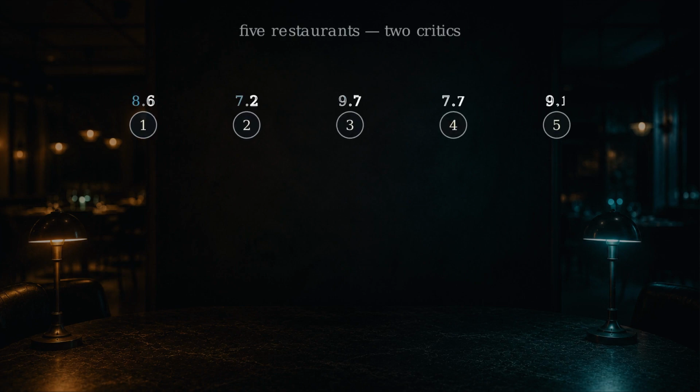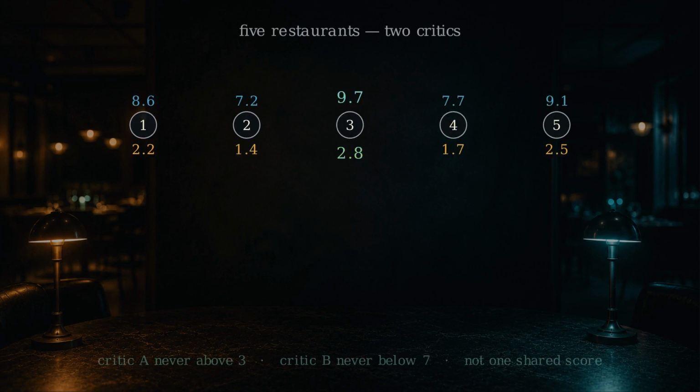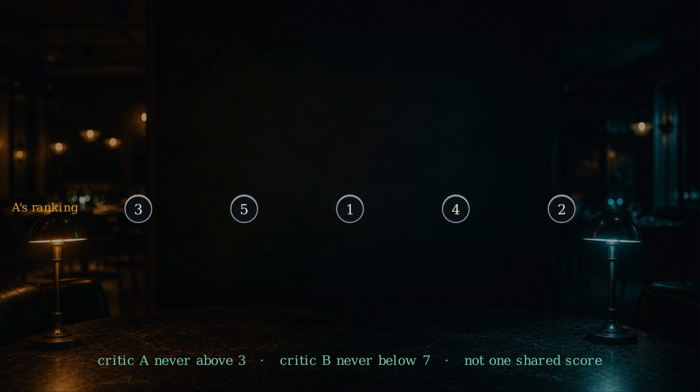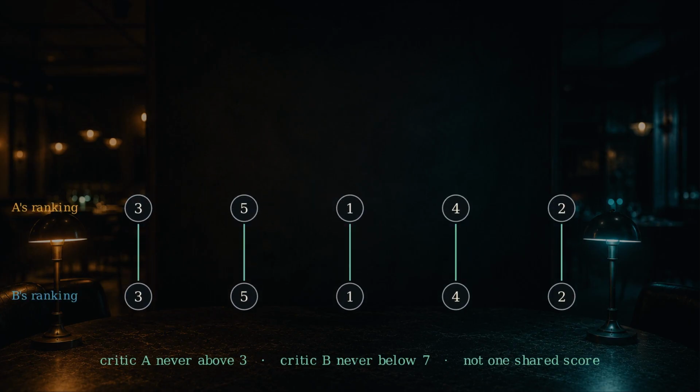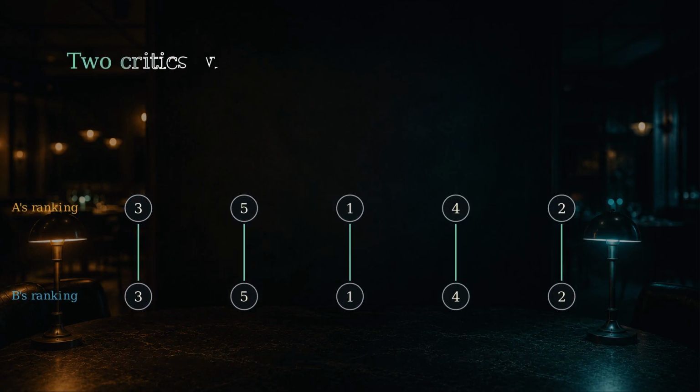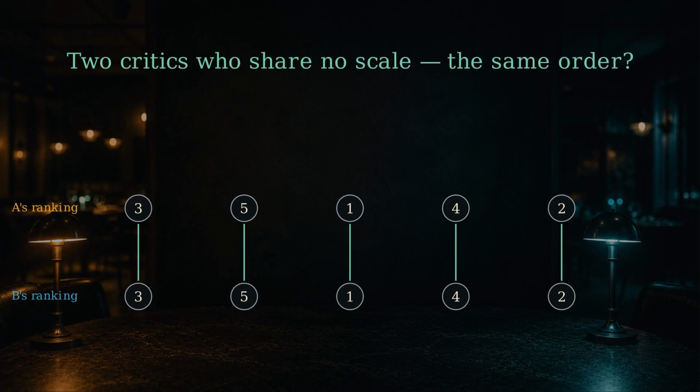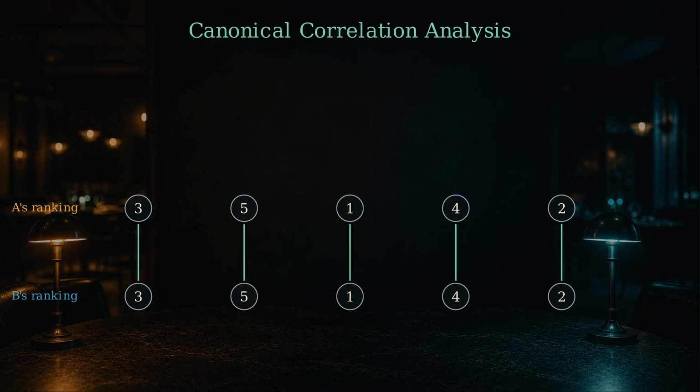2 critics, 5 restaurants. One never gives above 3. The other never below 7. They don't share a single score. But line up their picks, best to worst, and the order is the same. Every number different. The ranking, identical.